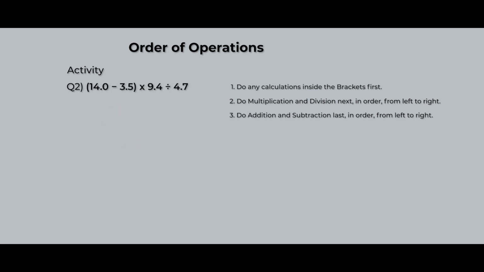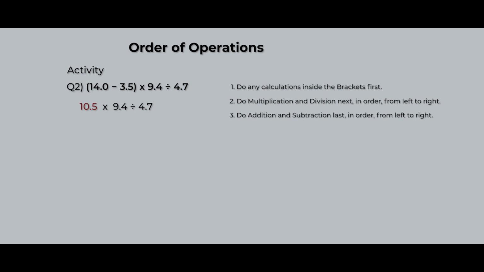Let's take another. 14.0 minus 3.5 in the bracket, multiplied by 9.4 divided by 4.7. Now, actually, you are not going to do the subtraction first. Since this subtraction is inside the bracket, we are going to do the subtraction first. So when you subtract 3.5 from 14.0, you get 10.5. 10.5 multiplied by 9.4 divided by 4.7. Now we have multiplication and division here.